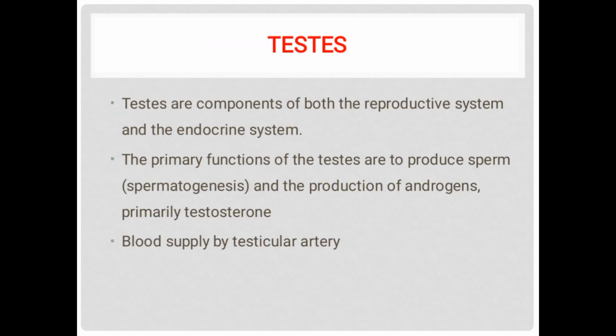Testes are the component of both the reproductive system and the endocrine system of the male. The primary function of the testes is to produce sperm, and this is called spermatogenesis, and the production of androgen and primary testosterone. Blood supply for the testes is by the testicular artery.